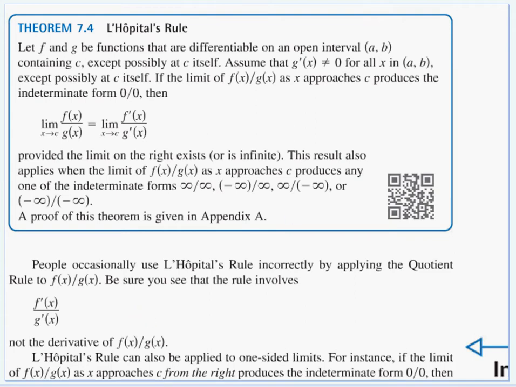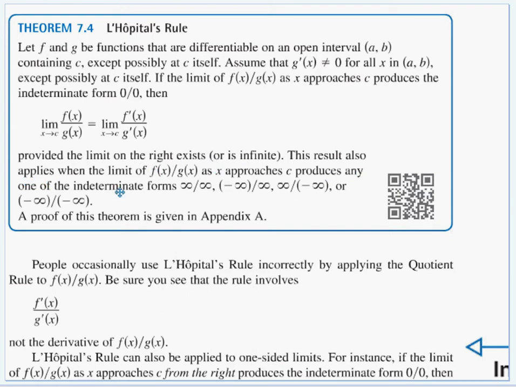But here is L'Hopital's Rule. Let f and g be functions that are differentiable on the open interval a to b containing point c, except maybe at point c itself. Assume that the denominator's derivative is not going to equal 0, except possibly at that point c itself. If the limit of f of x divided by g of x as x approaches c produces the indeterminate form 0 over 0, then the limit as we approach c of f of x over g of x is exactly the same as f prime over g prime. Derive the numerator and denominator separately and try direct sub again.